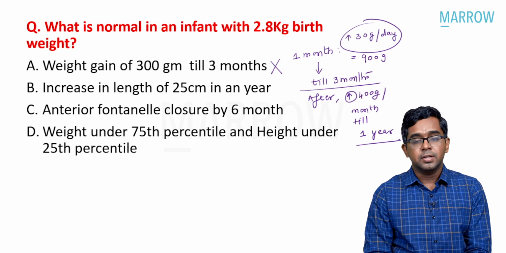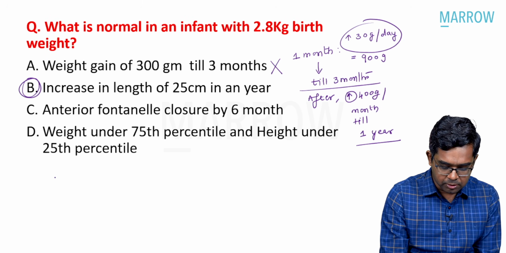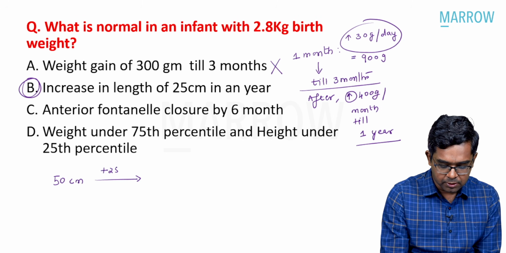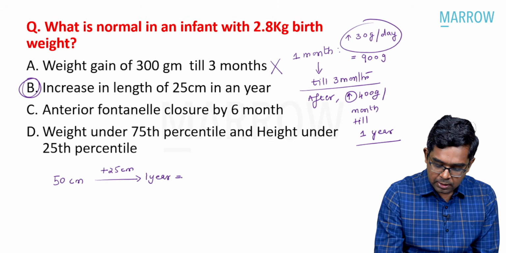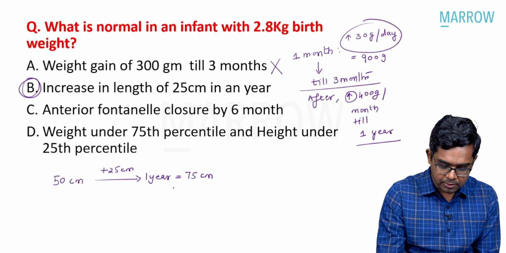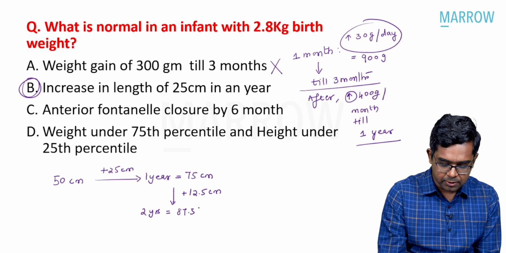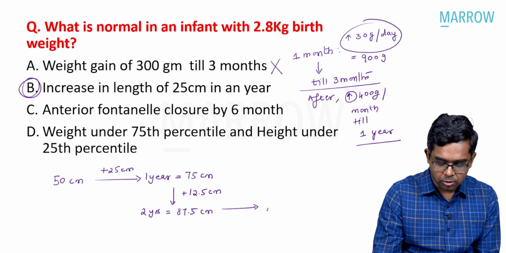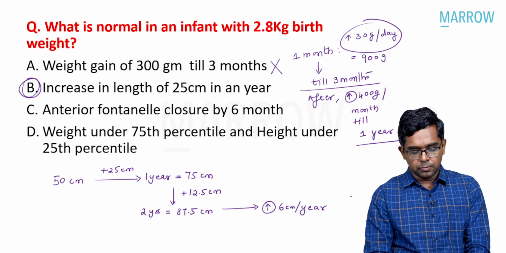Increase in length of 25 centimeters in a year is a correct statement, because the length at birth is approximately 50 centimeters. In the first year it increases 25 centimeters, so at the end of 1 year the length is around 75 centimeters. In the second year there is an increase of 12.5 centimeters, so at the end of 2 years it is approximately 87.5 centimeters, and after 2 years there is approximately an increase of 6 centimeters every year. This is the pattern of height increase. So, that is a true statement and the answer for this question.